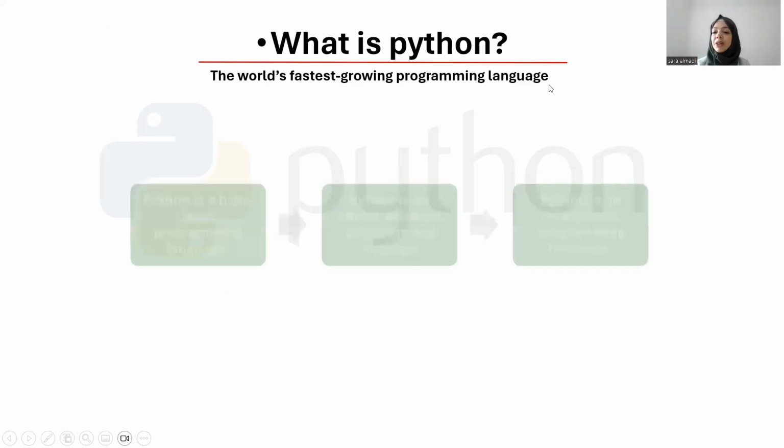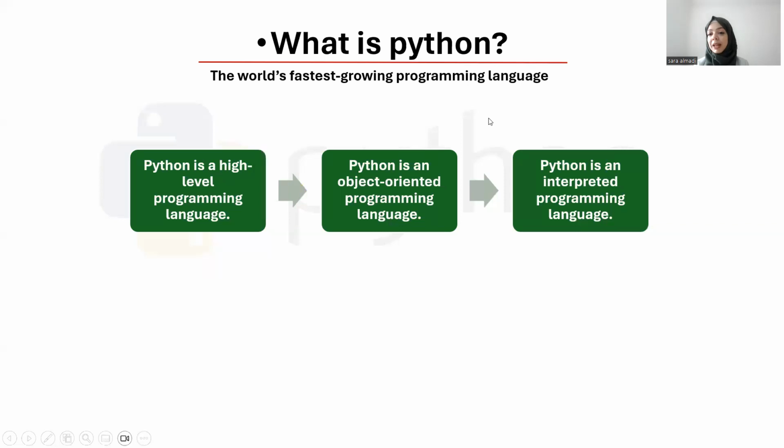Why? Because Python is an open source programming language, which means it's free, and it is also a high-level programming language. That means Python hides the details of the computer and provides an abstraction. The code is easy to learn and understand because it's closer to the English language. Python is an object-oriented programming language. It's organized around objects rather than actions.